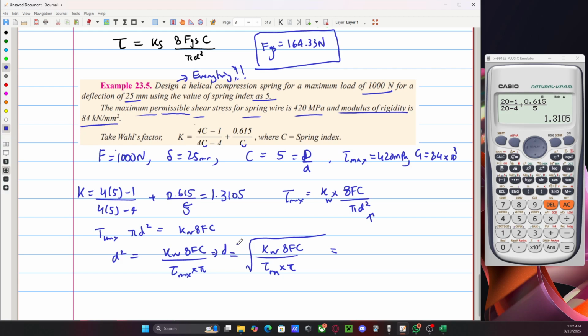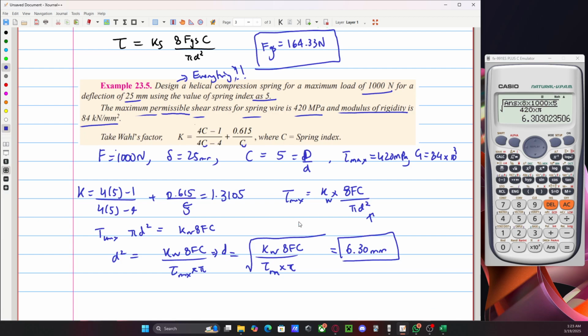So square root, answer times 8 times force, which is 1,000, times c, which is 5, over tau, which is 420, right? 420 times pi, and we get 6.303, so 6.30 millimeters. So this is one of our answers so far, right?